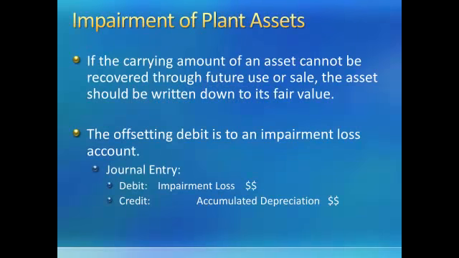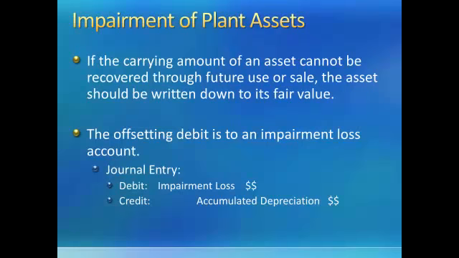Impairment of plant assets occurs if the carrying amount of an asset cannot be recovered through future use or sale. What this means is that the expected benefit of the asset is less than its current carrying value. If this happens, the asset should be written down to its fair value.